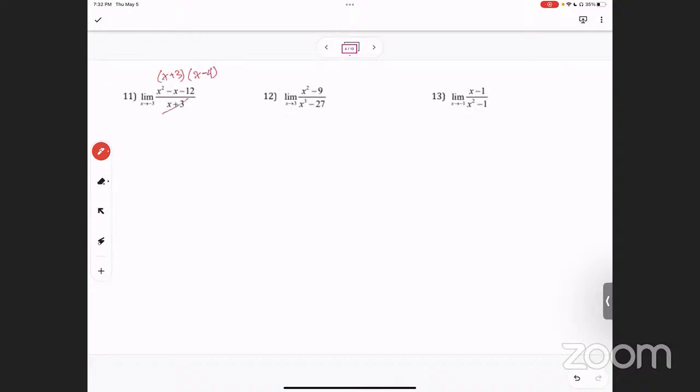So now what happens? Over x plus 3, the x plus 3 cancels out. So it's going to be -3 minus 4, which is -7.